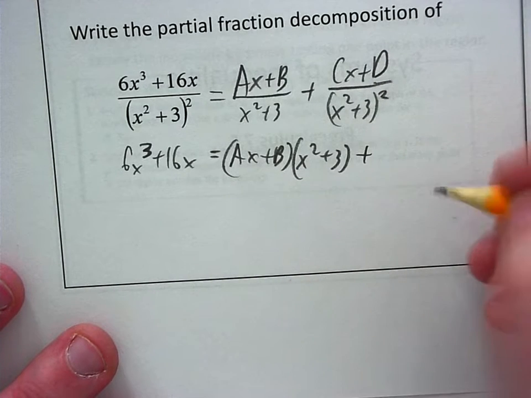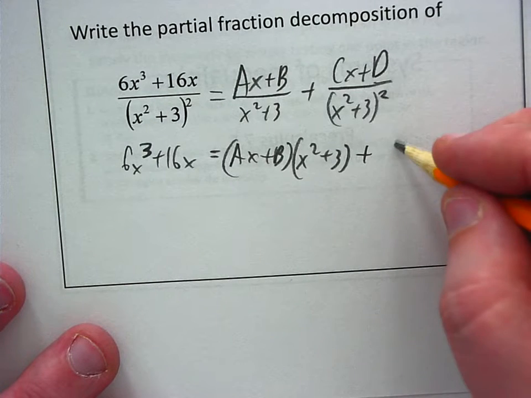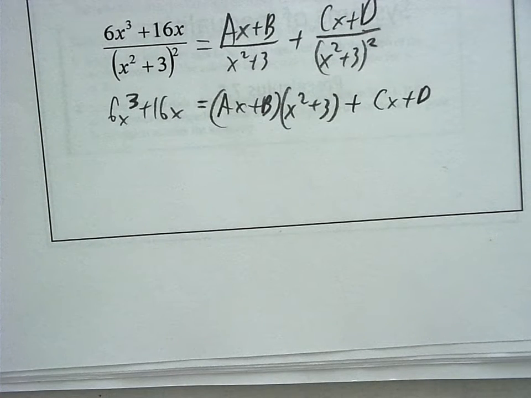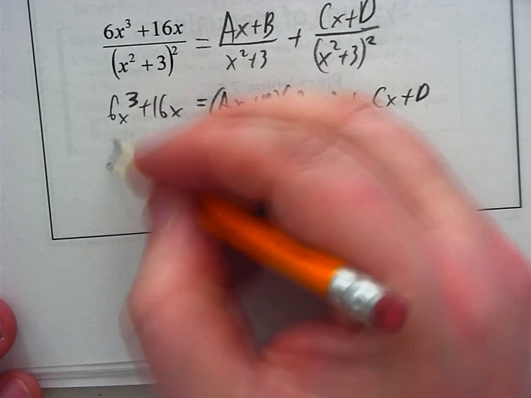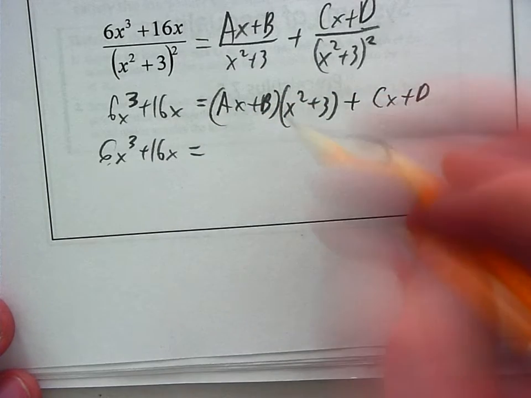What do I have after the plus sign then? Cx plus d, is that multiplied times anything? No, because the denominator completely cancels off. Now we simplify it. FOIL these two out. So I have 6x cubed plus 16x is equal to what?